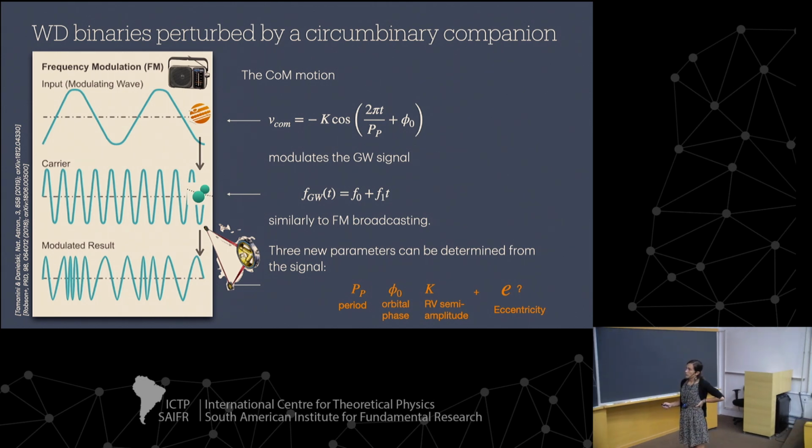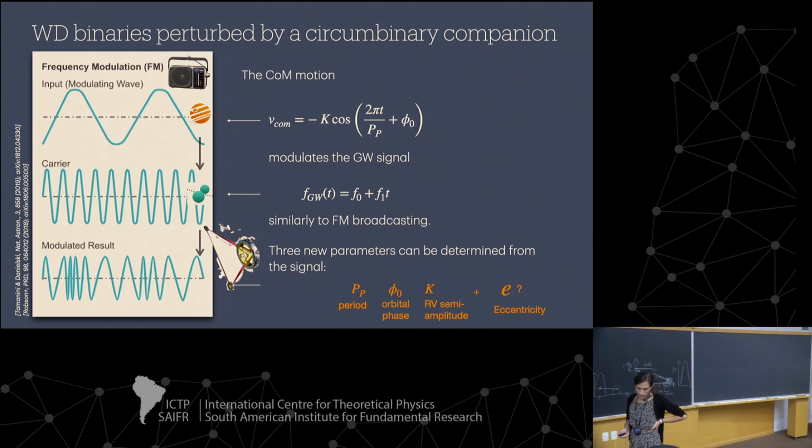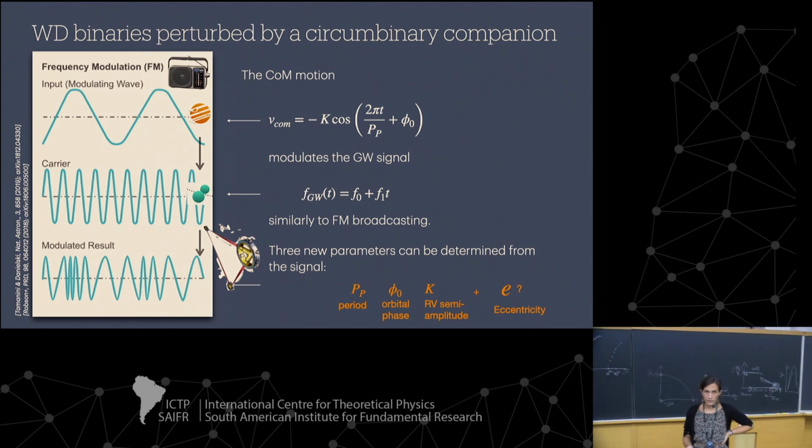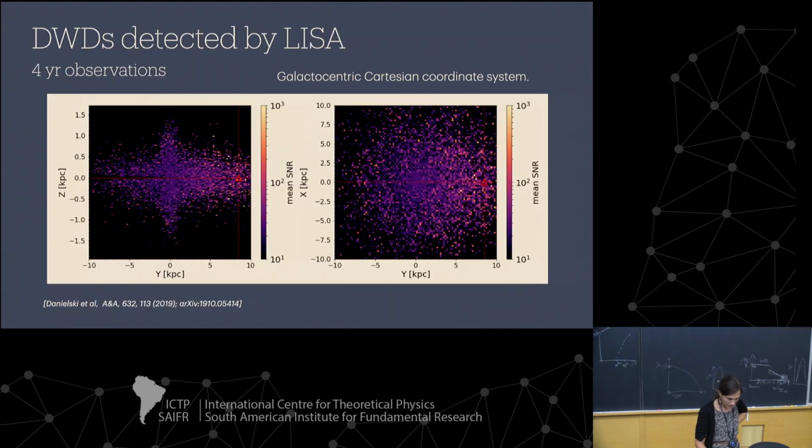By observing this, we are able to extract the period of the third body. It can be a planet, but it can be also a brown dwarf. The orbital phase, the parameter k, and it could be the eccentricity. This is a work in progress. We included it in the last simulations, but it's still uncertain, because the posteriors are very, very rough, let's say.